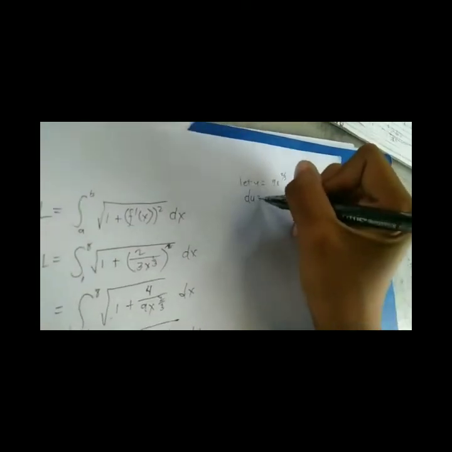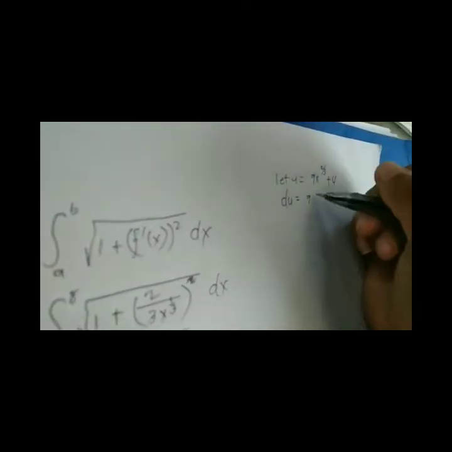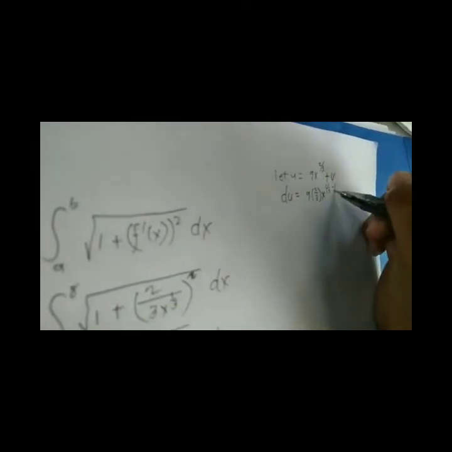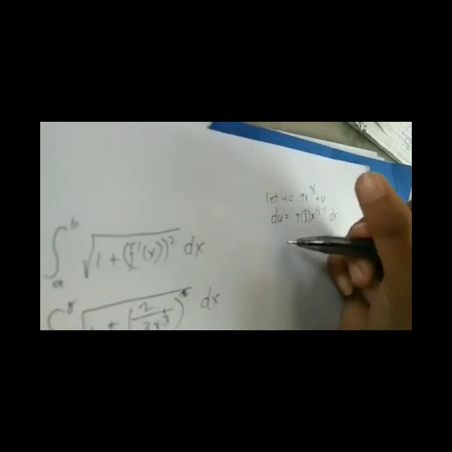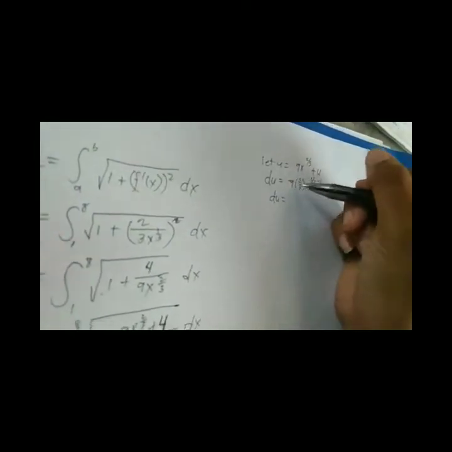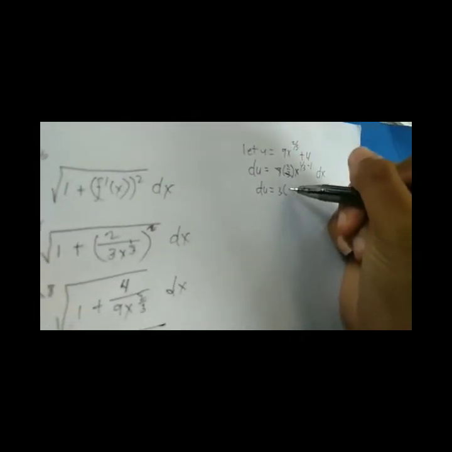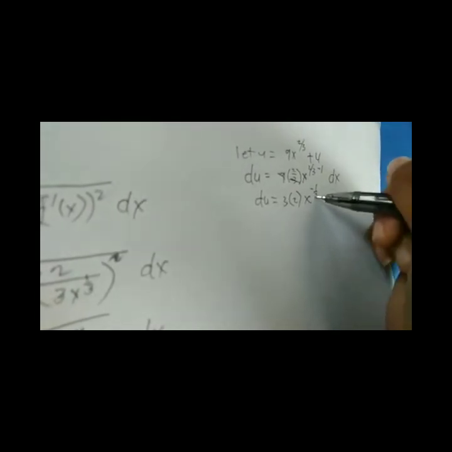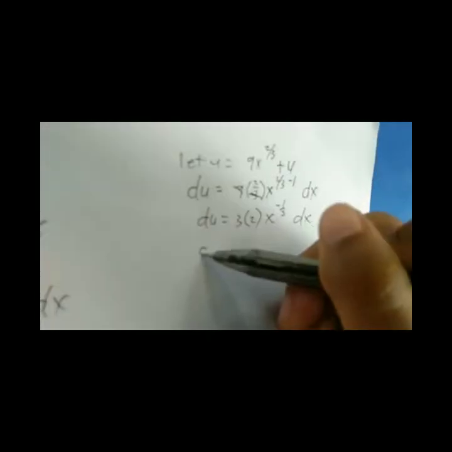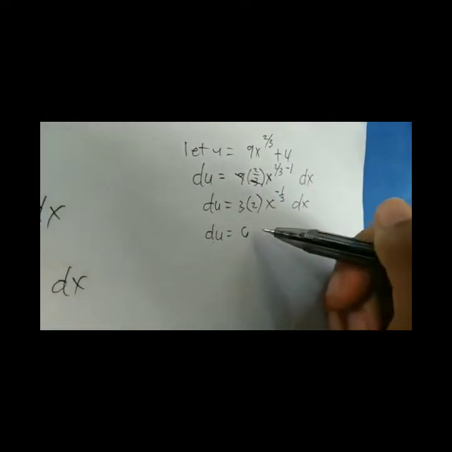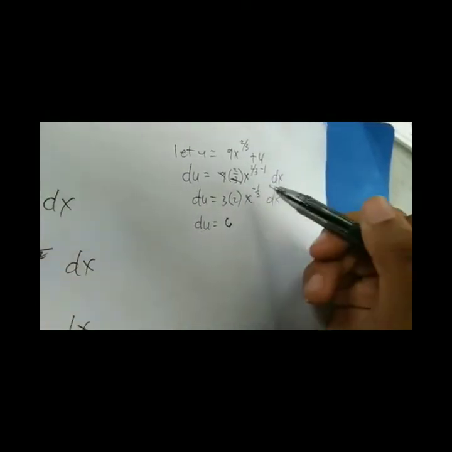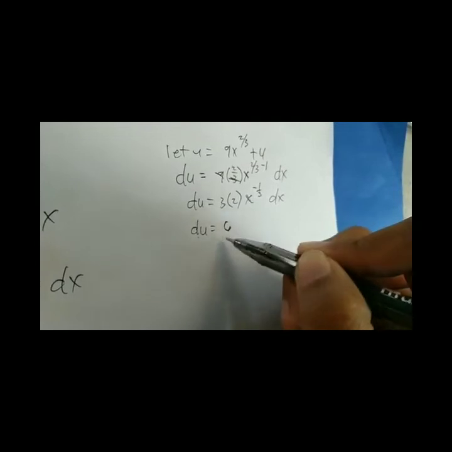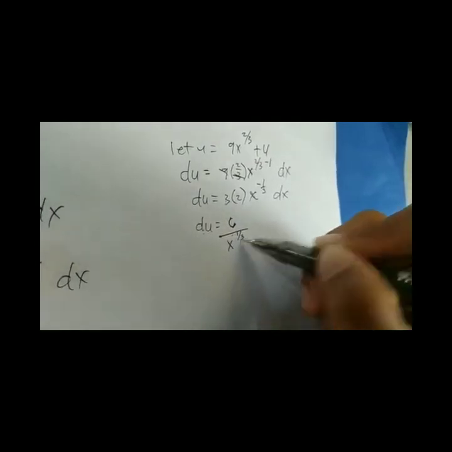So du is 9 times the exponent 2/3, then copy x raised to 2/3 minus 1. Simplify, cancel, so we get 3 times 2, then x raised to 2/3 minus 1, which is negative 1/3, dx. So du, 3 times 2 is 6. The x has a negative exponent, so we move it to the denominator. So du is equal to 6 over x raised to the power of 1/3 dx.